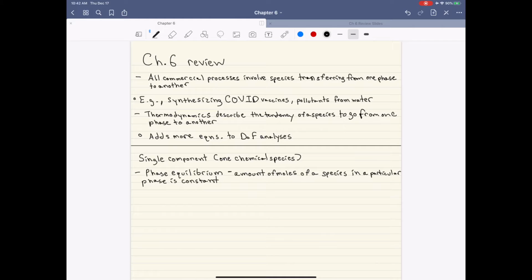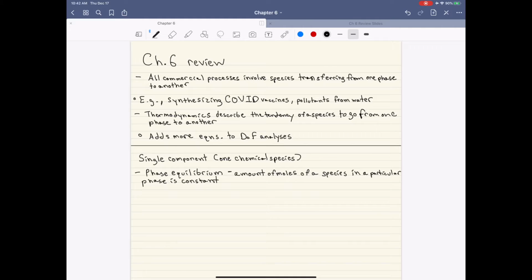And so really, just in general, throughout the rest of your academic career, anytime you see the word equilibrium, you should associate that with the word constant. Okay? Because that's generally true.